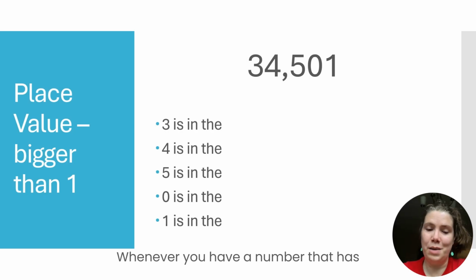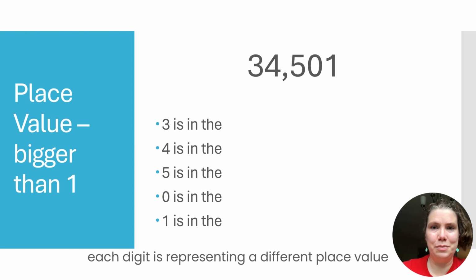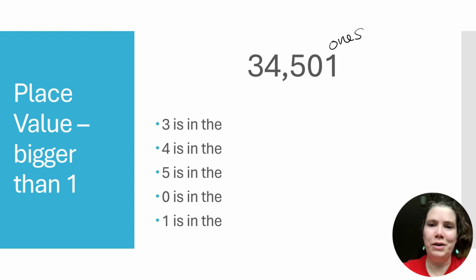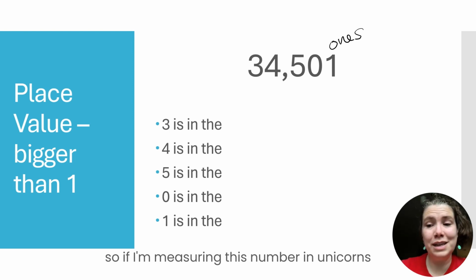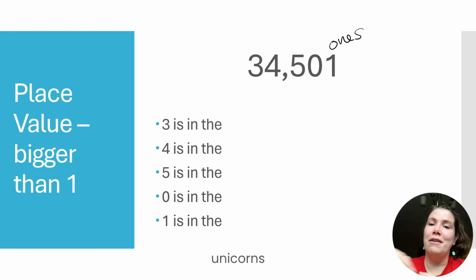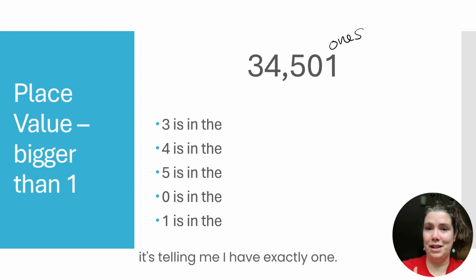Whenever you have a number that has more than one digit, each digit is representing a different place value. So my first one is the ones column. So if I'm measuring this number in unicorns, I have 34,501 unicorns. And that one is in the ones place. It's telling me I have exactly one.